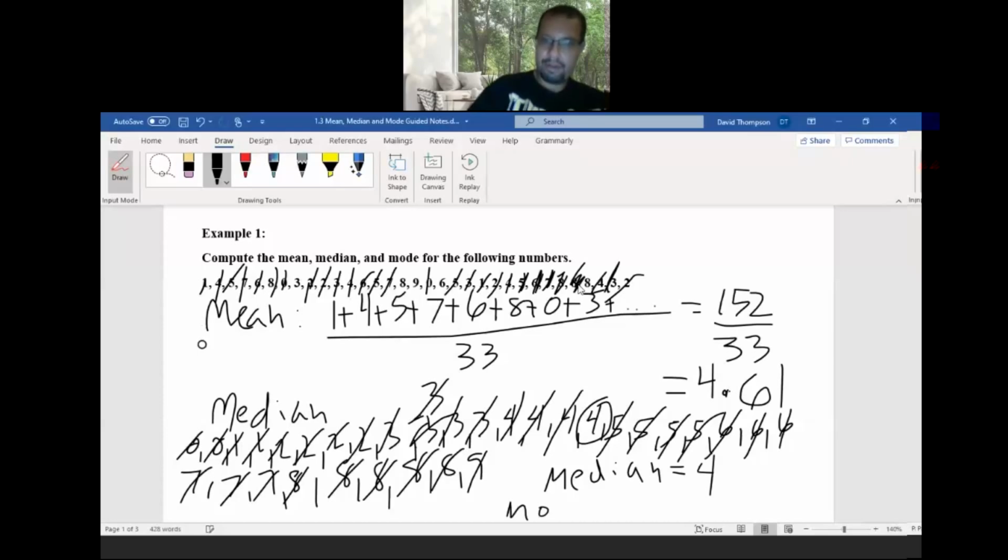Now the mode is just the number that appears most frequently, and now that we have them all in order, it's easier to pick it off. So we have four 2s. Do we have anything higher than that? Five 3s, that's the contender. We have four 4s, four 5s, three 6s, three 7s, and five 8s. So the mode looks like it's a tie between 3 and 8.